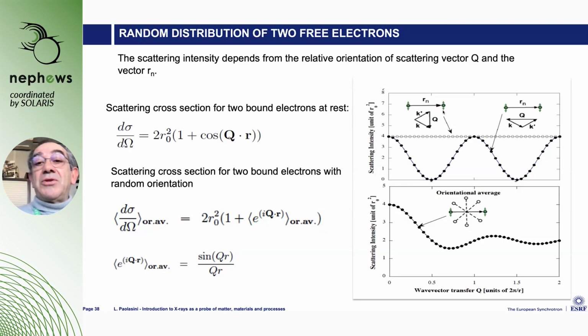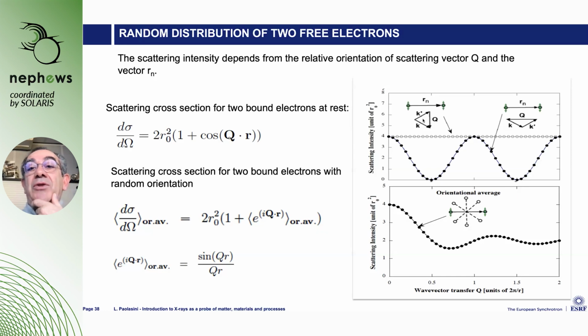and the first maximum, 2 pi divided by Q, is equal to the distance between the two electrons. This is a very simple diffraction experiment, in which by measuring the scattering intensity, so the Q dependence of the intensity we detect at a given scattering angle, we can determine the orientation and the distance of the two electrons.